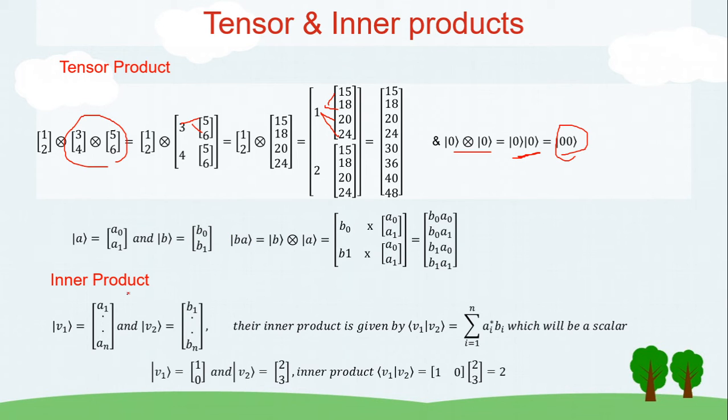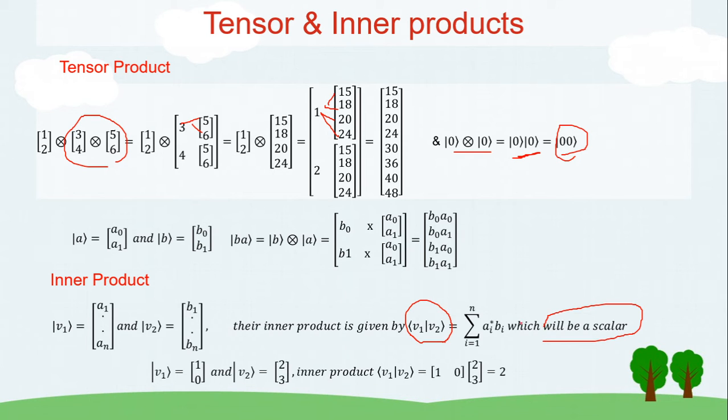Okay. And then the inner product is slightly different from the tensor product. First of all, the expression is slightly different, right? Here you are given two vectors, and their inner product is given like this. And how do you get that? First you have to take the complex conjugate of this vector and then multiply with this, each element, and then add them, and the result will always be a scalar. This is an interesting thing.